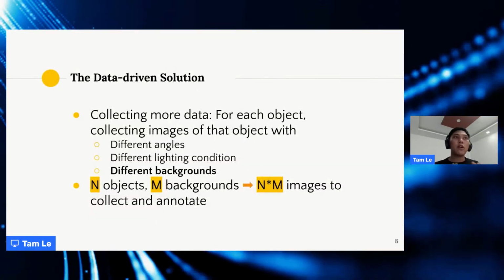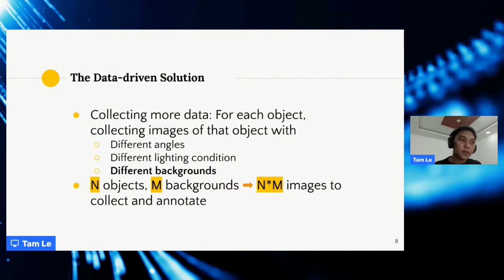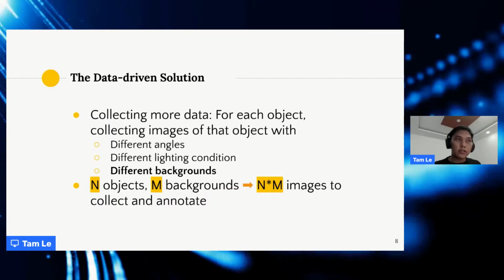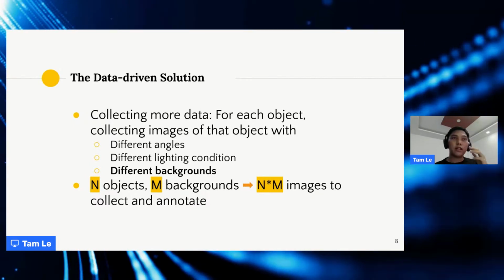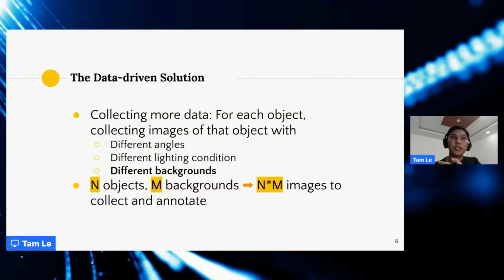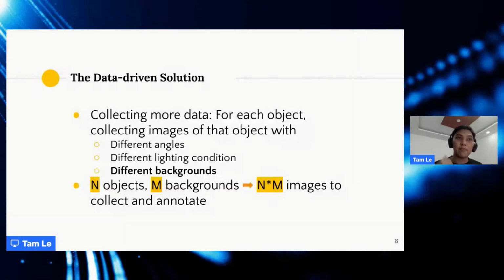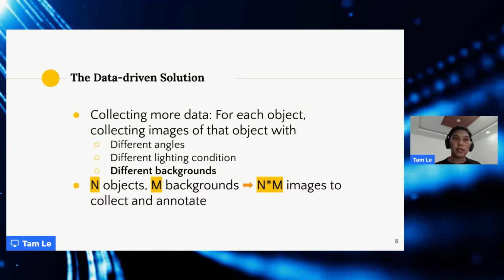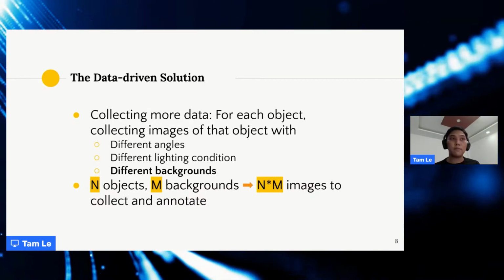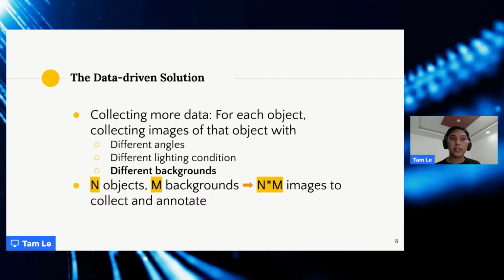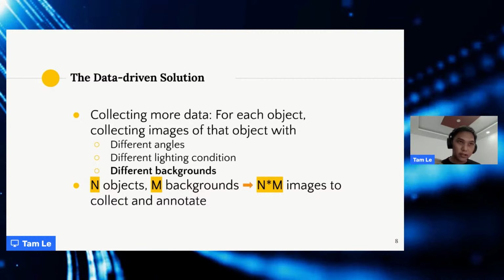When people usually refer to a data-driven solution, the easy way is to collect more data. By collecting more data with the three kinds of data variation, you need to collect, for each object, images of that object with different angles, different lighting conditions, and especially different backgrounds. So imagine you have n objects and n backgrounds, so you have approximately n times n images to collect, and perhaps you need to annotate them for training or testing.